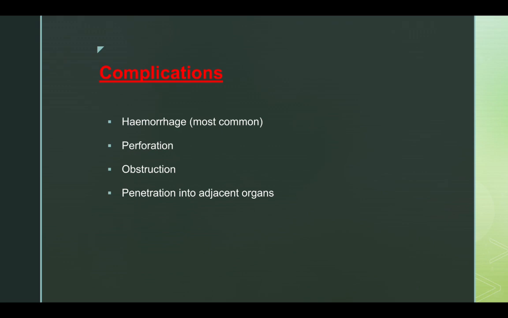Complications of peptic ulcer: hemorrhage is the most common complication. Perforation can be seen, and obstruction to the GIT can be seen. Penetration into adjacent organs also can be seen.